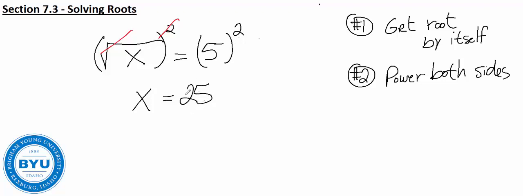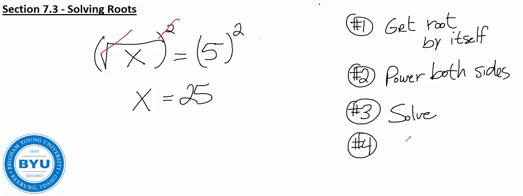And you could easily check that answer by plugging it back in. So step 3 will be to solve. That's really it. It's a 3-step problem. Actually, probably 4 steps, because you need to check it. Check your answer. So that's the process here.